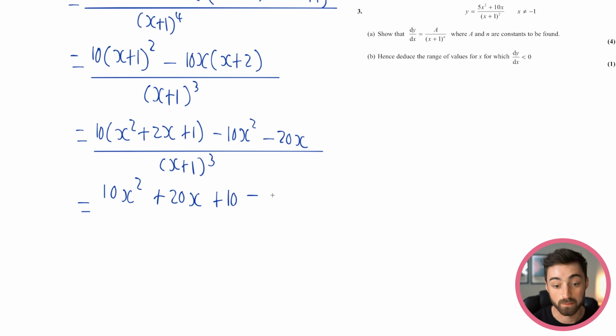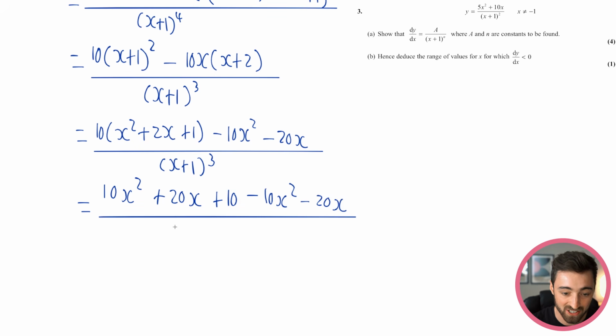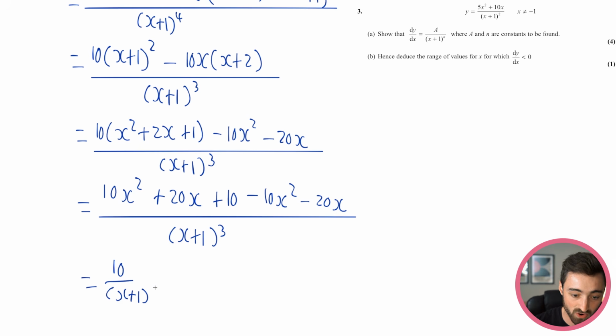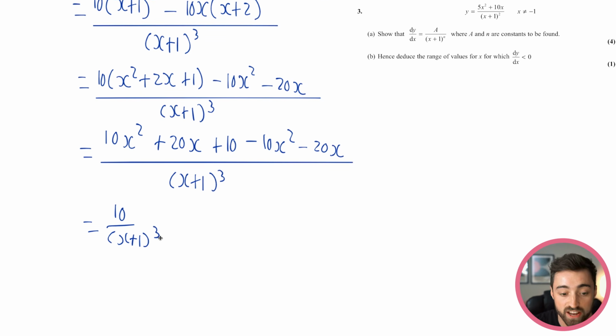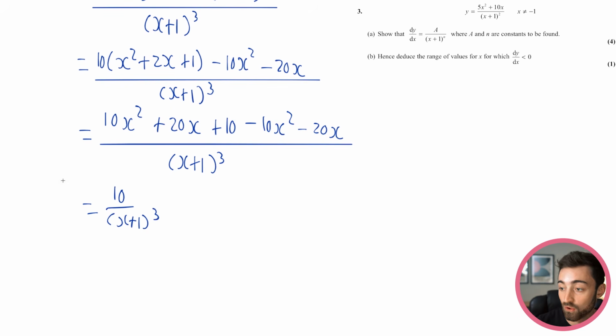And then this is nice, right? Minus my 10x squared minus my 20x. And it's all going to work out nicely. Who would have thought? So what happens? 10x squared's gone. 20x gone. So what am I left with? 10 over x plus 1 cubed. What a life. Right. Deduce the range of values for which dy by dx is less than 0.